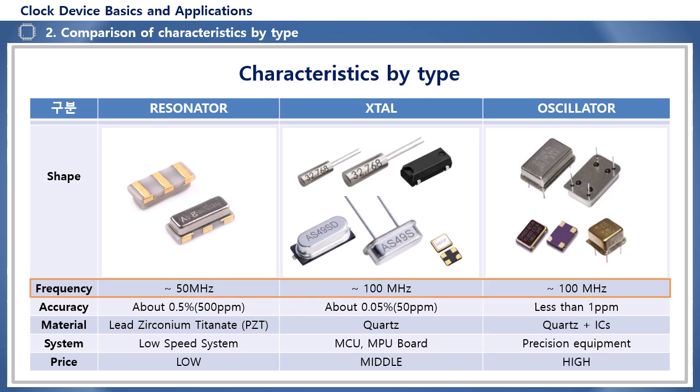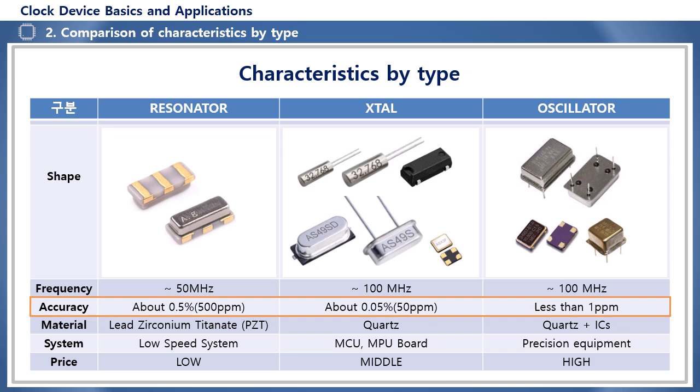The oscillation frequency ranges from up to 50 MHz for the resonator and up to 100 MHz for the crystal and oscillator. Frequency accuracy, or deviation, is approximately 500 ppm for a resonator and approximately 50 ppm for a crystal, so the crystal has approximately 10 times the precision of a resonator. And in oscillators, TCXO and VCXO are mainly used for high-precision applications at less than 1 ppm.